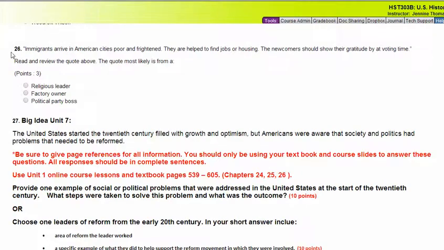Number 26, in your last multiple choice question, there's a quote here. It says, immigrants arrive in American cities poor and frightened. They are helped to find jobs or housing. These newcomers should show their gratitude at voting time. Read and review the quote above. The quote is most likely coming from a religious leader, second option, a factory owner, or third option, a political party boss.